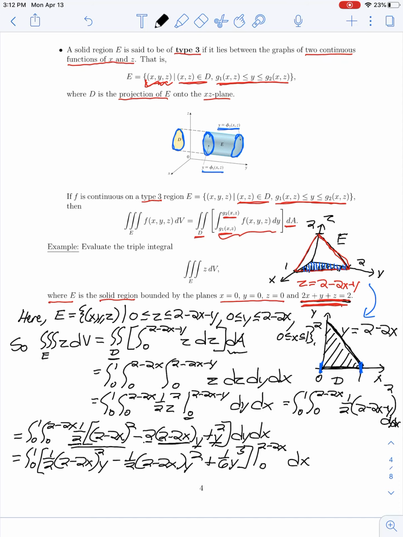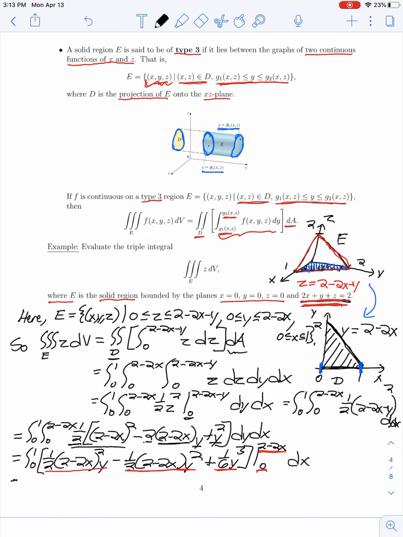So let's see what we have here. When we evaluate at the value y equals 2 minus 2x, we have this first term is 1/2 of (2 minus 2x) quantity cubed. And then when we evaluate the second term, if y is 2 minus 2x, we have minus 1/2 of (2 minus 2x) quantity cubed. So these first two terms will cancel each other. And then we're left with just this last term, 1/6 times (2 minus 2x) quantity cubed. And then we subtract what we get when we evaluate at 0, which is 0.